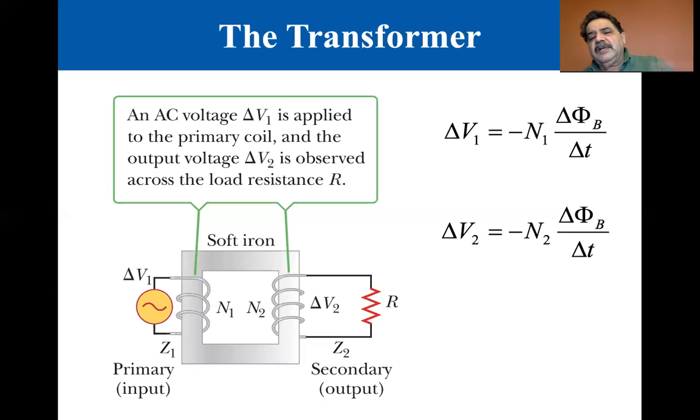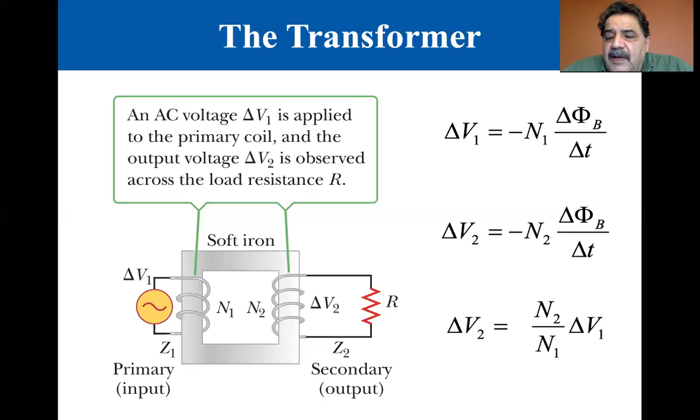Let's divide delta V2 by delta V1. So we end up with delta V2 over delta V1 equals N2 over N1, and the delta phi over delta T terms cancel out. If we solve for delta V2, we bring delta V1 to the other side, and you have N2 over N1 times delta V1. If N2 is larger than N1, let's say you have 10 turns on N1 and 100 turns on N2, then you've got an increase. You have a step up transformer.